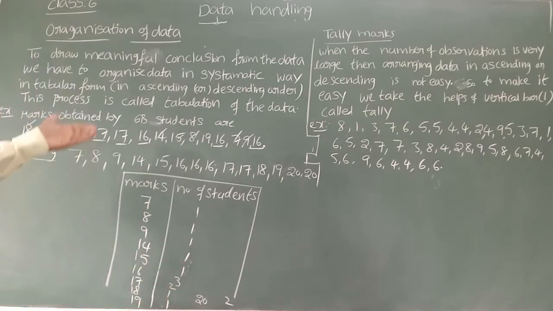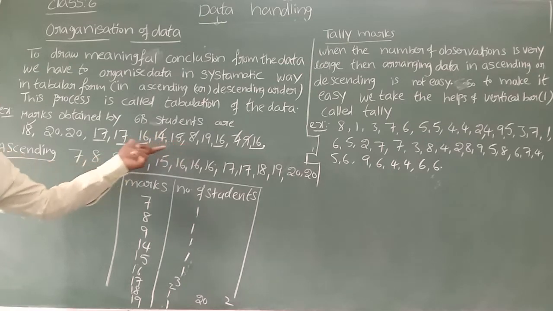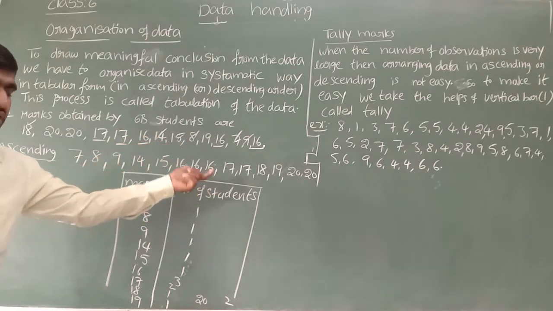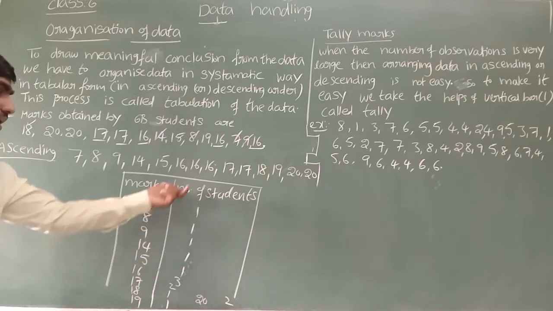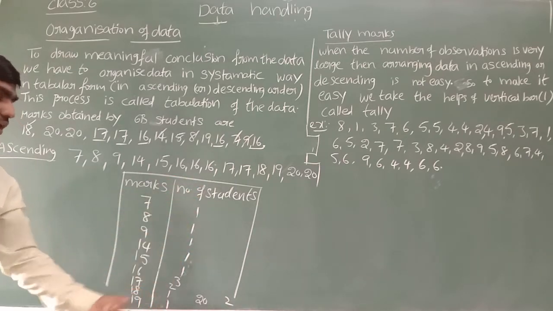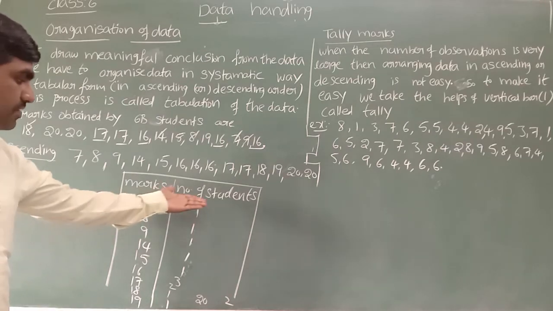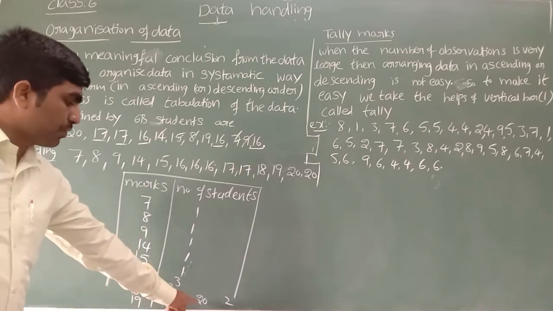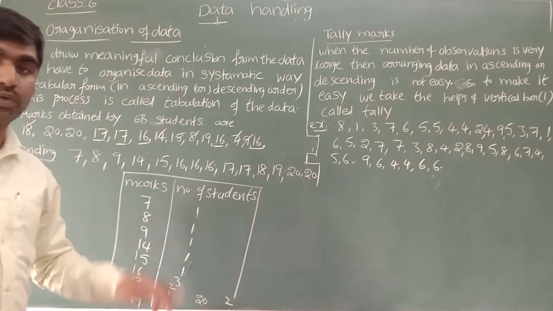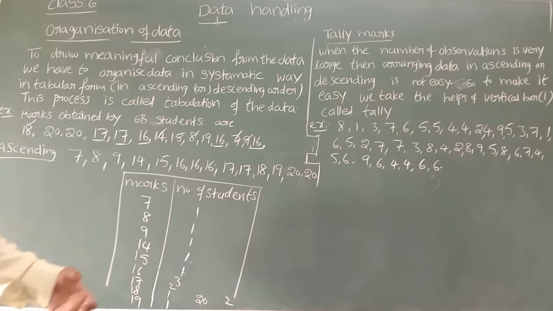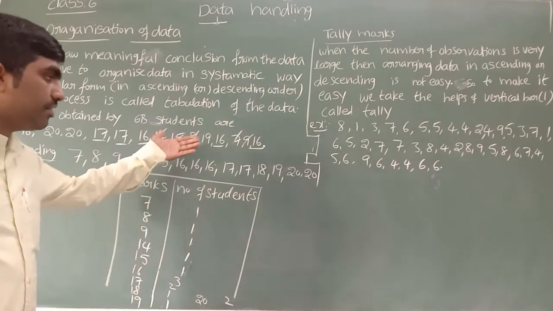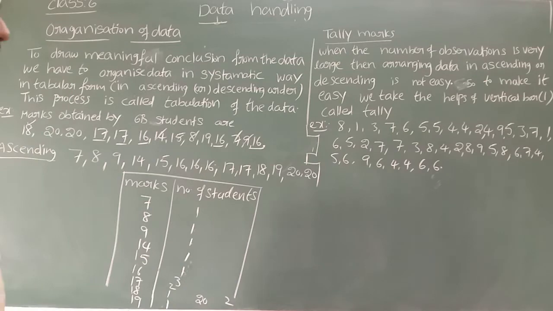So when the information is in systematic order, it is easy to understand. What I did was write whatever information I had in ascending order, and after that I wrote it in tabular form using tables, so that it is easy to understand. We can say the lowest mark is 7, and only one student got it. The highest mark is 20, and 2 students got it. So we can answer this type of question easily when it is in systematic order.